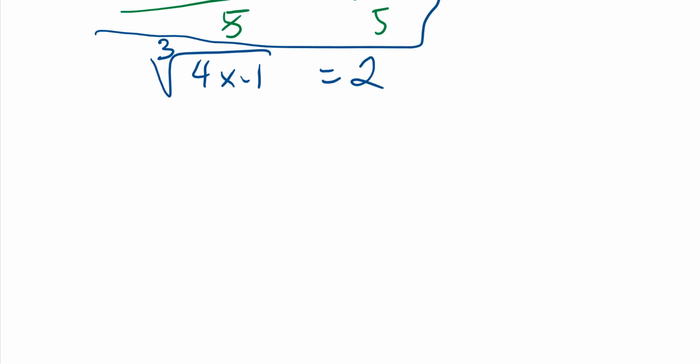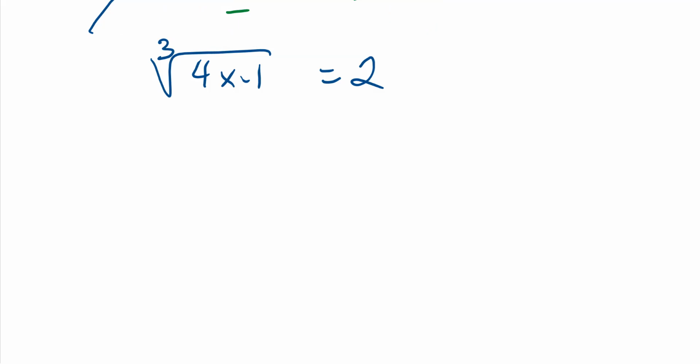So now we're going to raise both sides to a power. Let me erase this stuff here just to get this out of our sight. We're going to raise both sides to a power. Since there's a 3 in the corner, to cancel out the cube root, we have to raise both sides to the third power.